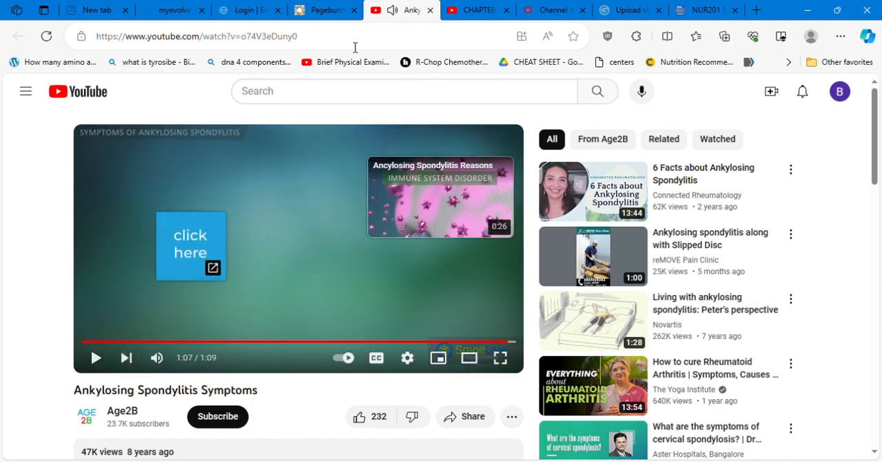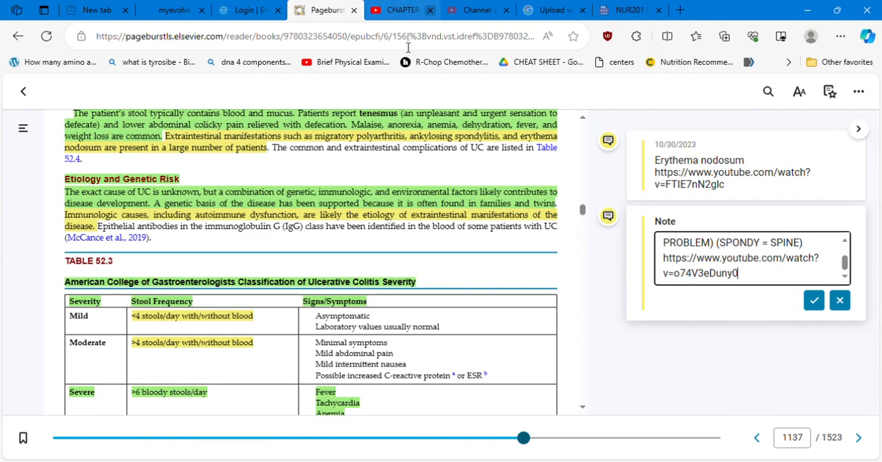Wow. So, can you imagine all the symptoms and the pain they go through besides the gastrointestinal symptoms of ulcerative colitis, right? With the bloody stools and these extra-intestinal manifestations, polyarthritis, ankylosing spondylitis, and erythema nodosum.